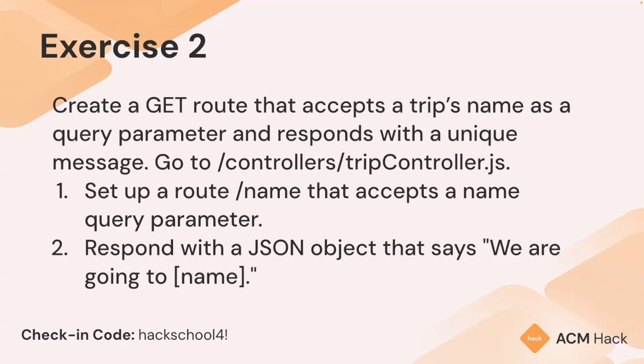Let's create a GET route that will accept a trip name and a query parameter. So if you remember from the previous slide, it's going to be req.query. And then the code is going to be in the file controller/tripController.js. We've already created a function declaration for you. All you've got to do is fill out the body.